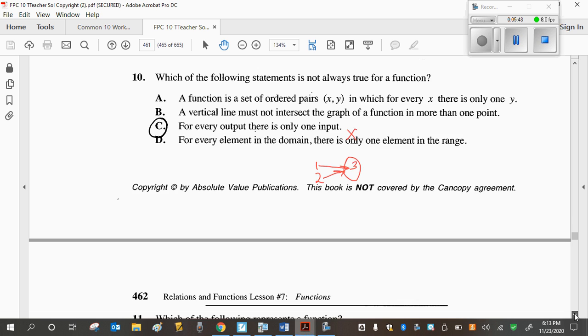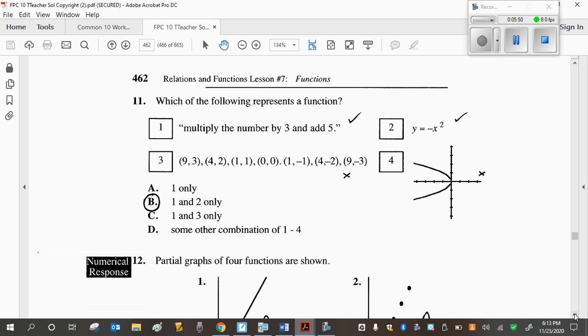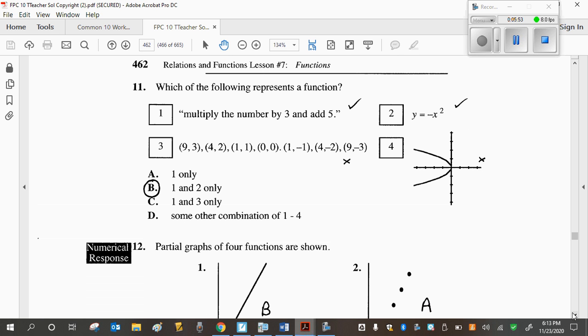Lastly is number 11, which represents a function. You could graph both of these and multiply the number by 3 and add. That means 3x plus 5. So I'll go ahead and write that above your question. That's what that means. And then, is this a function? No. This one has a 1, and this one has a 1. That x has two y's, and then this is the vertical line test. No. No. So we got 11B.